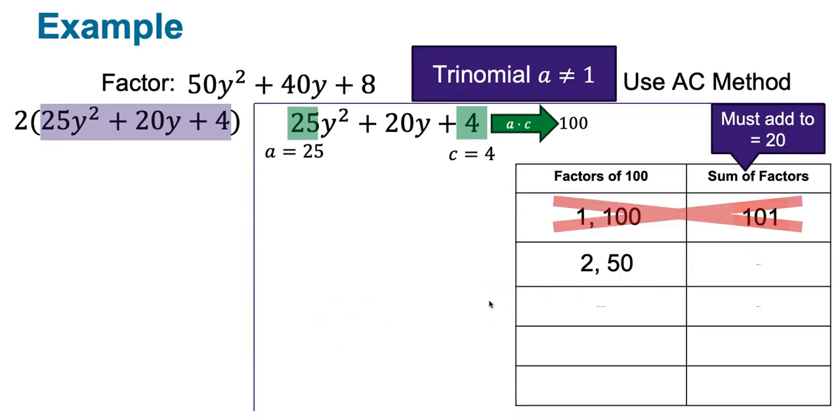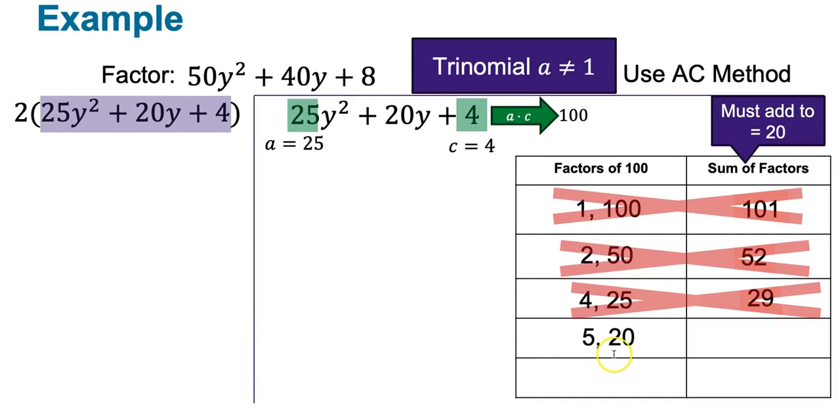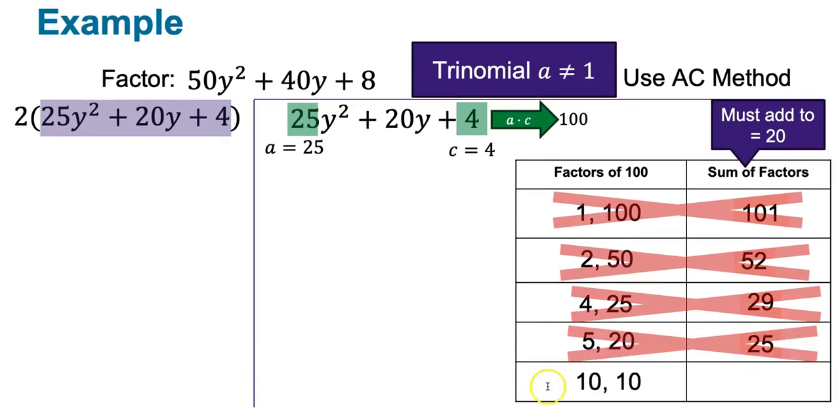The next factor pairs also do not work. The next factor pair works as they add together to equal 20. So 10 and 10 are the numbers we need.